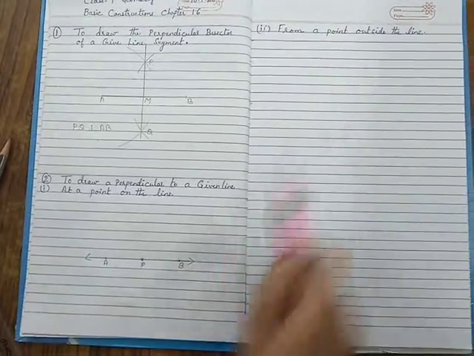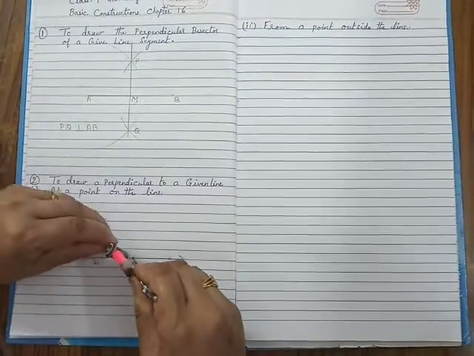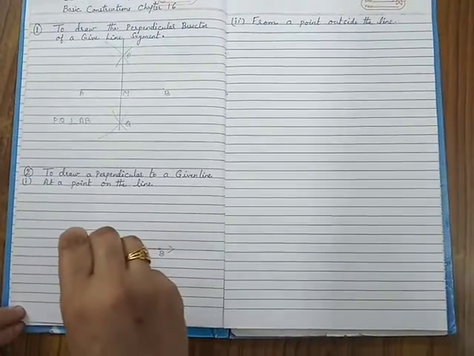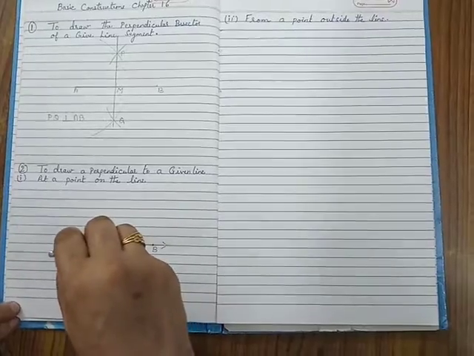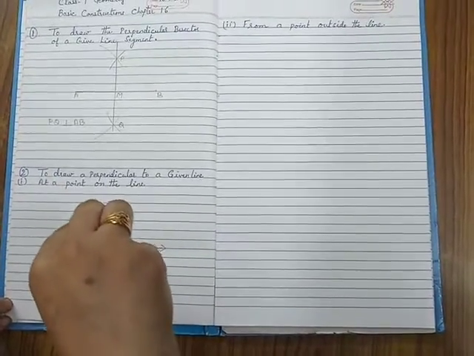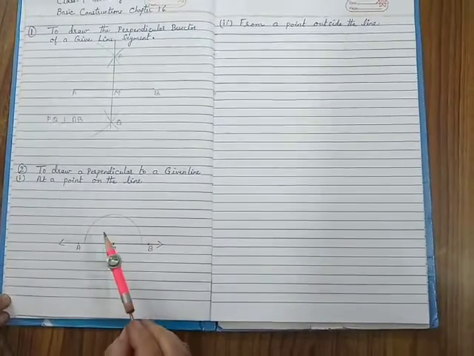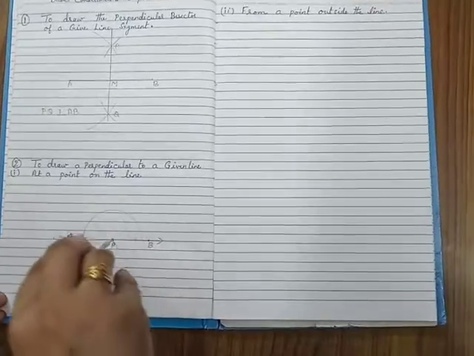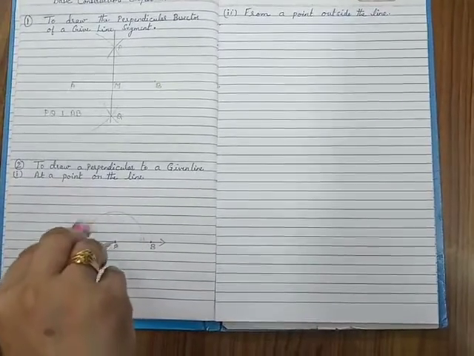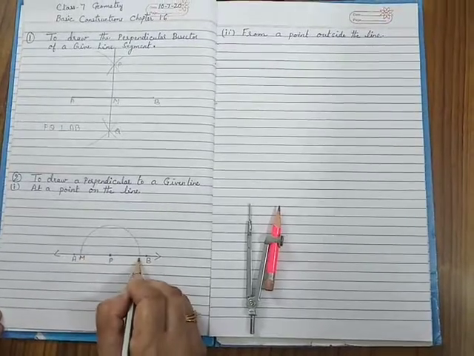Now with P as center and any suitable radius, draw an arc to cut the line AB. Mark the points as M and N.